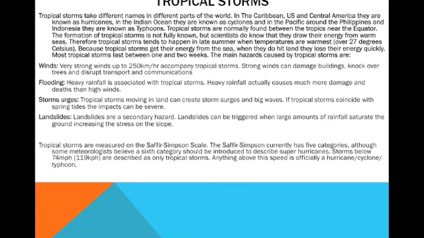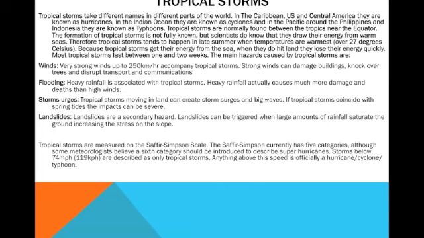The main hazards caused by tropical storms are winds. Very strong winds, up to 250 kilometers per hour, accompany tropical storms. Strong winds can damage buildings, knock over trees, and disrupt transport and communications. Flooding. Heavy rainfall is associated with tropical storms. Heavy rainfall actually causes much more damage and death than high winds.